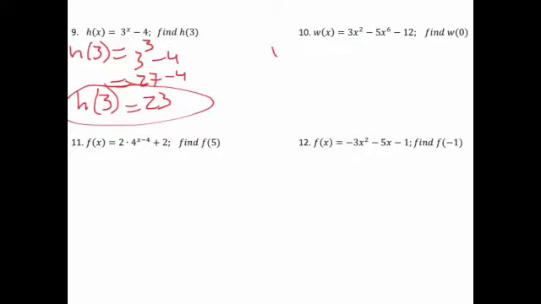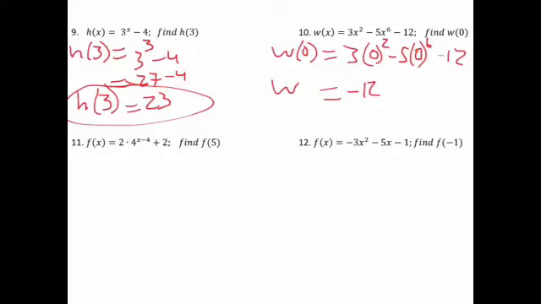And so w of 0 is going to equal 3 times 0 squared minus 5 times 0 to the 6th power minus 12. Well, 0 squared is 0, and 3 times 0 is 0. 0 to the 6th power is 0. 5 times 0 is 0. So you got 0 minus 0 minus 0 minus 12, which is just going to be negative 12. And that's w of 0.